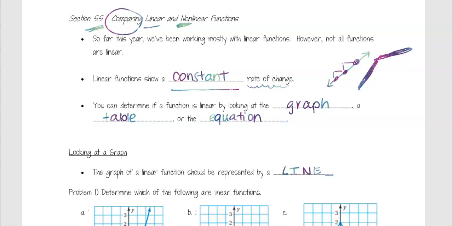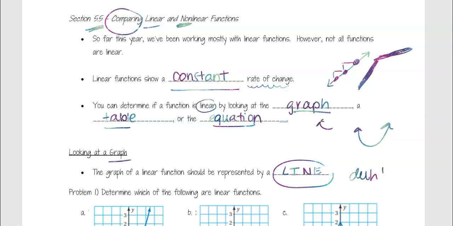We can determine if a function is linear, is a line, by looking at a graph, an equation, and a table. So it doesn't have to be a graph. Obviously, graph is the easiest, right? Like right away you can tell that's not a line. Table and equation, we can also do the same. So let's first look at a graph. The graph of a linear function should be represented by a line, right? Hopefully, guys, this is like duh, right?